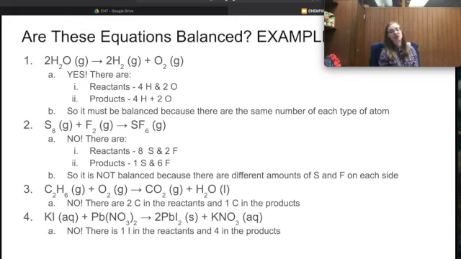So that being said, to confirm that it is balanced, you have to check every kind of atom and confirm that they have the same number of atoms in both the reactants and the products. But if you run into one that's unbalanced, you can just stop there. So you have to confirm that all of them are balanced to say that the equation is balanced. But if you run into an issue, you can stop before then.